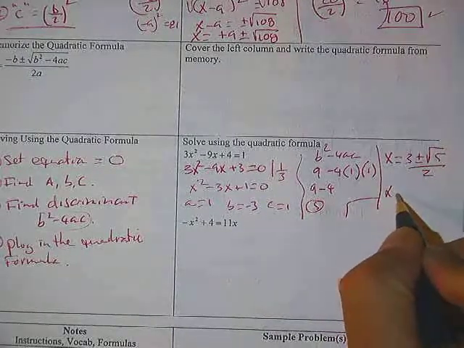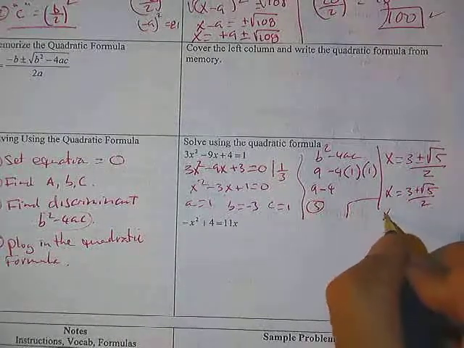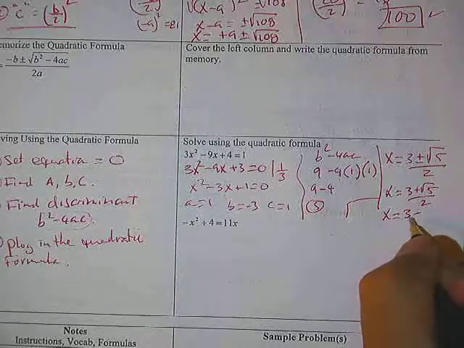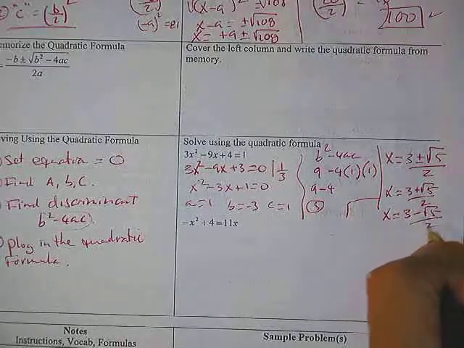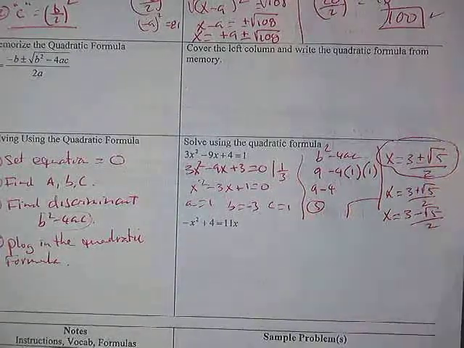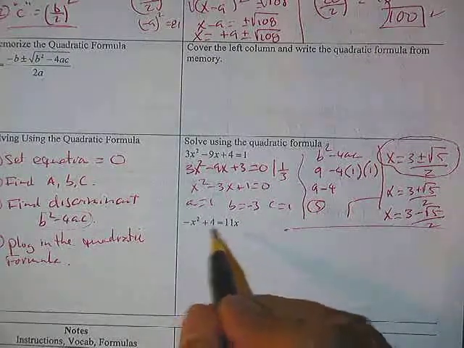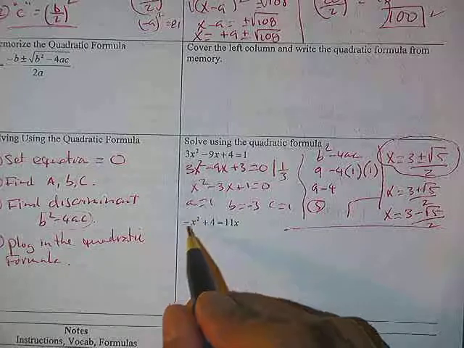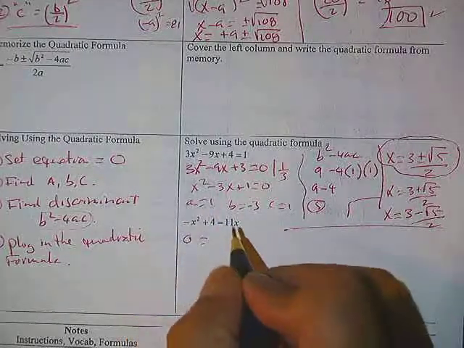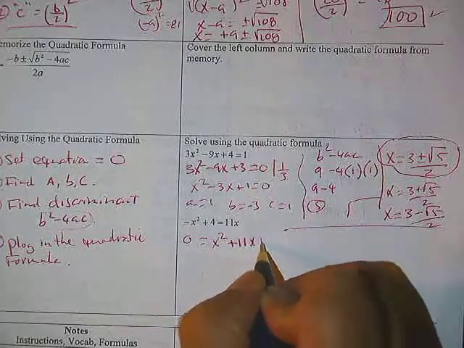Alright, so now x is equal to minus b. Minus b, that's positive 3, plus or minus the square root of 5, divided by 2a, which is just 2. So there's your answer. These are two different outcomes. The first answer is x is equal to 3 plus the square root of 5, divided by 2. And the other answer is x equal to 3 minus the square root of 5, divided by 2. I think it's easier to write the answer like this, with the plus and the minus.